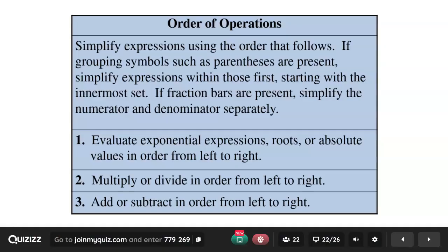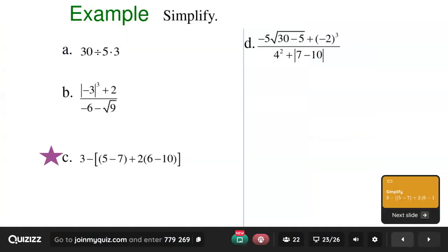And so we're going to use our order of operations, and we're going to go through a couple different examples. All right? So first one, nice and easy. I've got 30 divided by 5 times 3. What's my first operation that I'm going to do there?